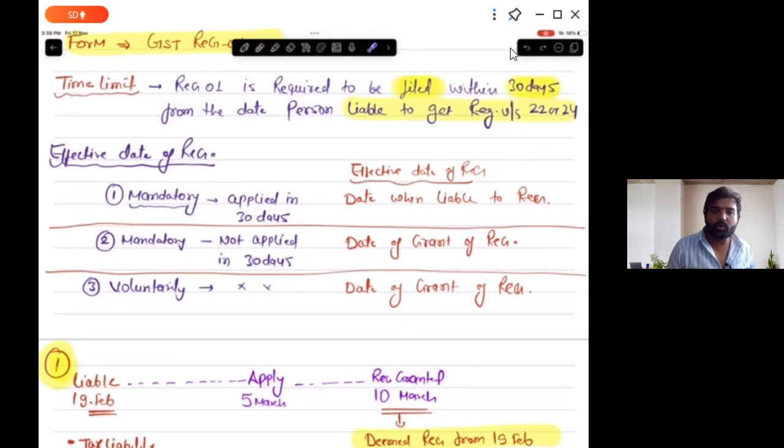You are not registered, so you don't have authority to collect tax from the customer, but you need to pay tax because you are liable to get registered. So it is better to apply within 30 days. Otherwise, there will be repercussions.